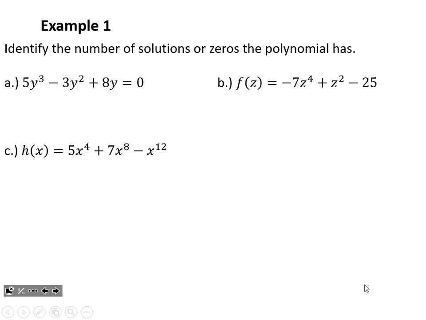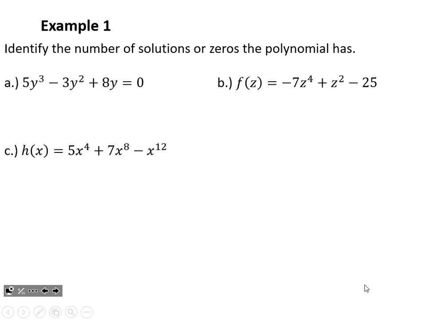All right, so our first task is just to very gently work our way into the fundamental theorem. We're going to look at some polynomials here. You can see some of them are written in function notation, others as part of an equation set equal to 0. And we're just going to try and find how many solutions, if it's an equation, or zeros, if it's written as a polynomial, this function has.